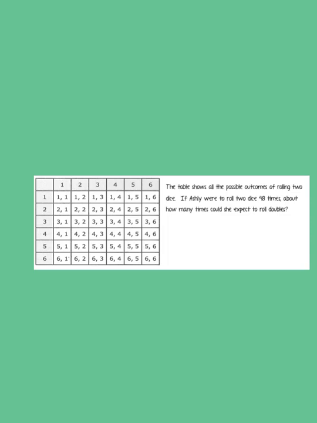The table shows all the possible outcomes of rolling 2 dice. If Ashley were to roll 2 dice 48 times, about how many times could she expect to roll doubles? Well, I need to figure out how many opportunities there are to get doubles. What's the probability of getting doubles to begin with? Well, I see we have a double here, here. So how many doubles are there? 6. Out of how many possibilities are there total?